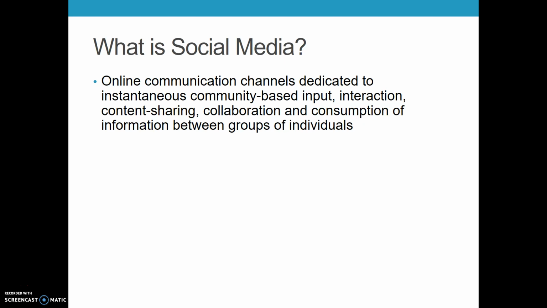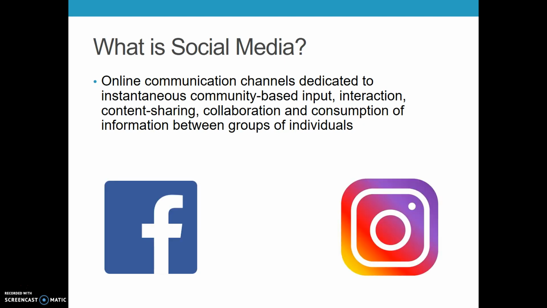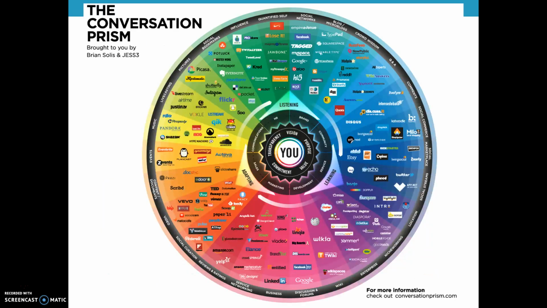For most people, they'll immediately think of Facebook, Instagram, and Twitter. But there are so many more social media sites out there that people don't realize are considered a part of social media. Brian Solis, a digital analyst, created this social media chart known as the Conversation Prism to categorize social sites and services into various types of social media.